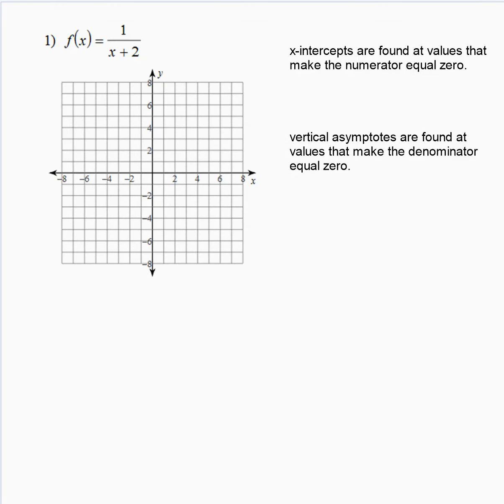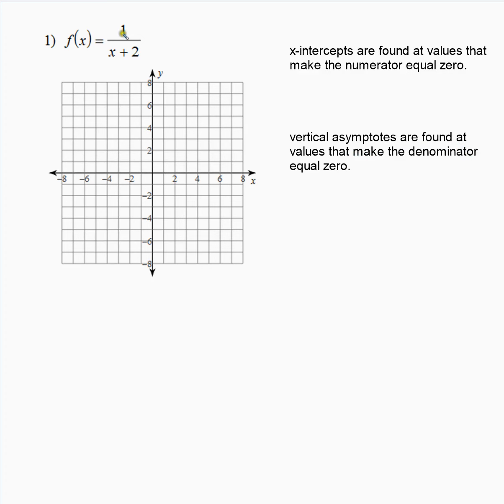So in these first couple of problems, we're going to be graphing rational functions. A rational function is simply a function that has a polynomial in the denominator. In order to do that, first we're going to find the x-intercepts, and they are found at values that make the numerator equal 0. We'll find our vertical asymptote or asymptotes. Those are x values that make the denominator equal 0. And then we'll plug in a few points to see what's going on from there.